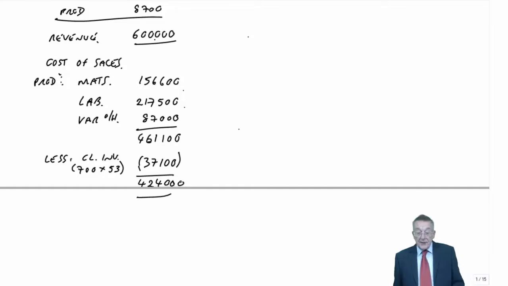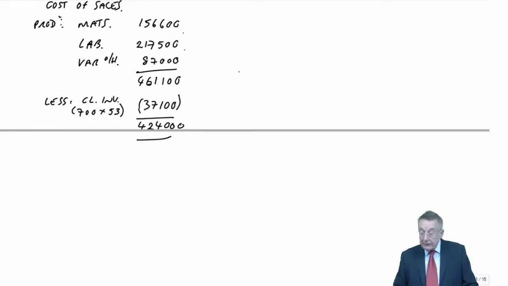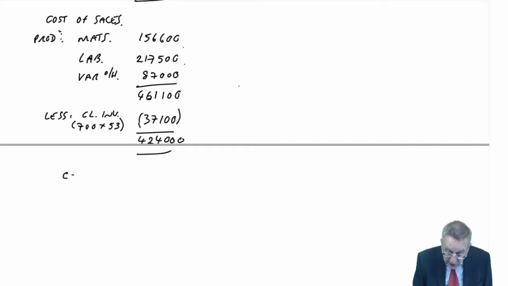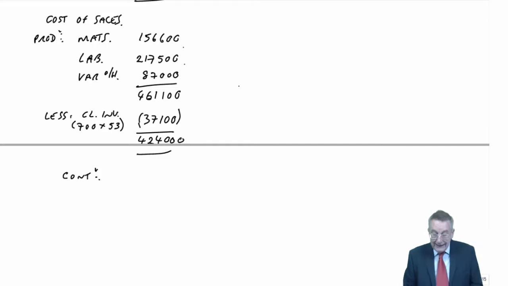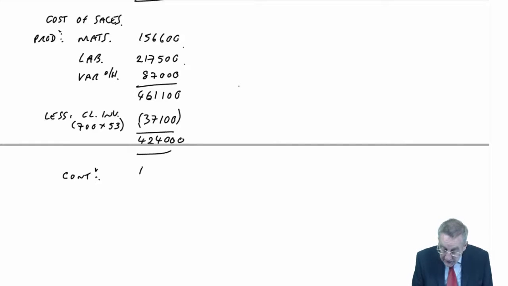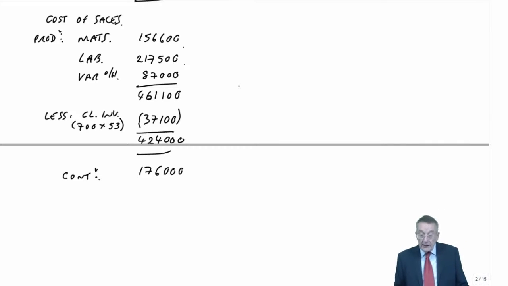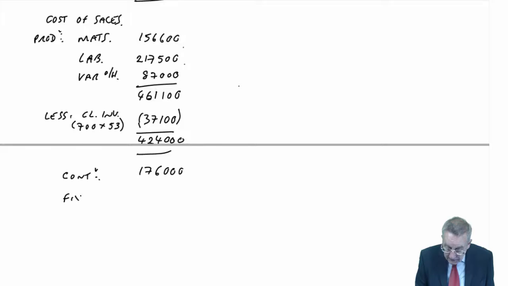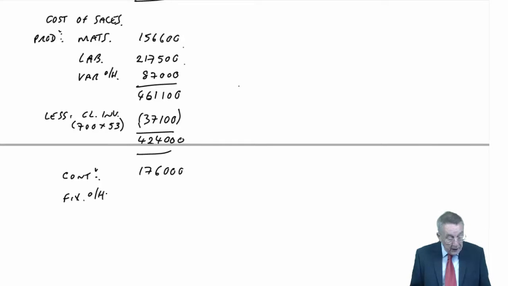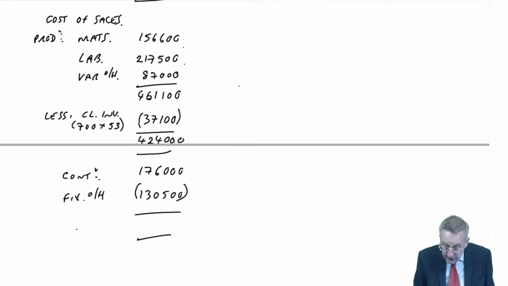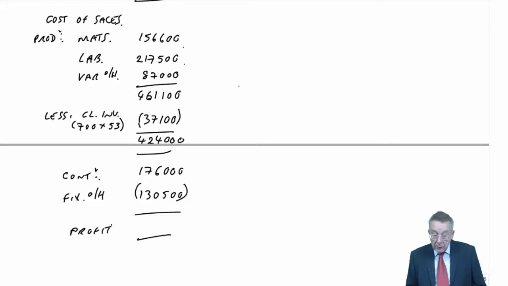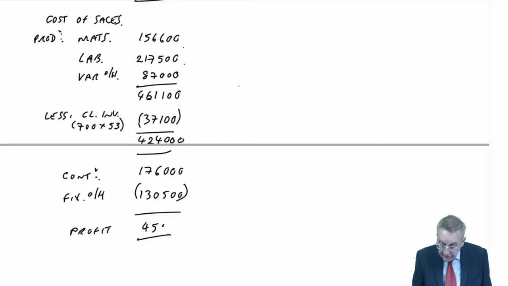So we're budgeting on revenue of 600. We're budgeting on a cost of sales of 424. And so the budgeted contribution, 600 less 424, is 176,000. And finally, the fixed overheads. We were budgeting on, what's it, 130,500? And therefore, we're budgeting on a profit of 45,500.